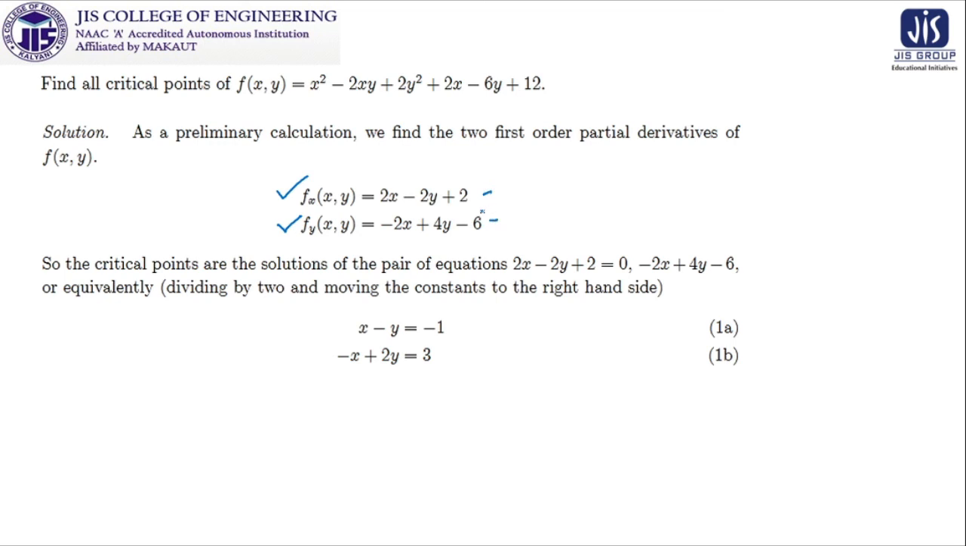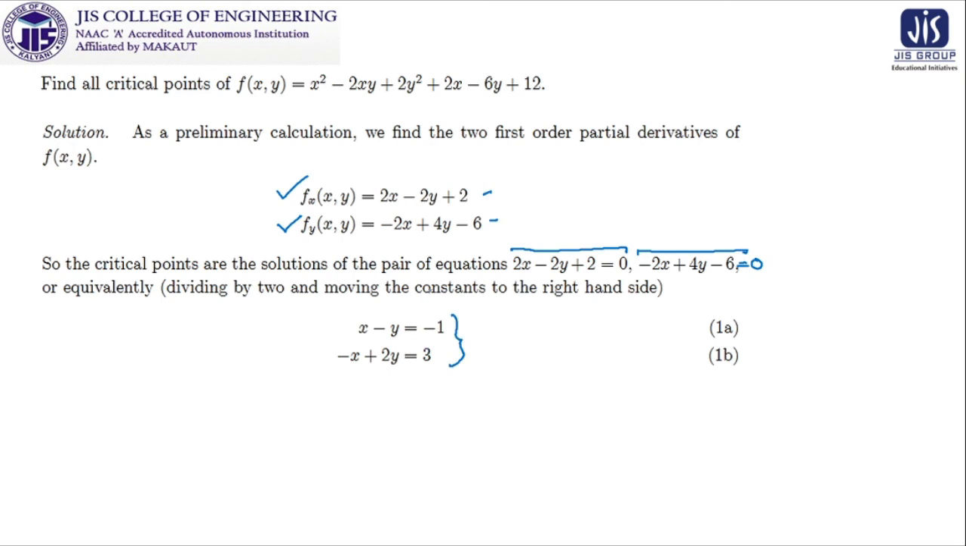According to the requirement to find the critical points, we have to make both of them equal to 0. So this one is equal to 0 and this one is equal to 0. 2x minus 2y plus 2 equals 0 and minus 2x plus 4y minus 6 equals 0. So x minus y is equal to minus 1, and minus x plus 2y equals 3. These two equations we are getting.